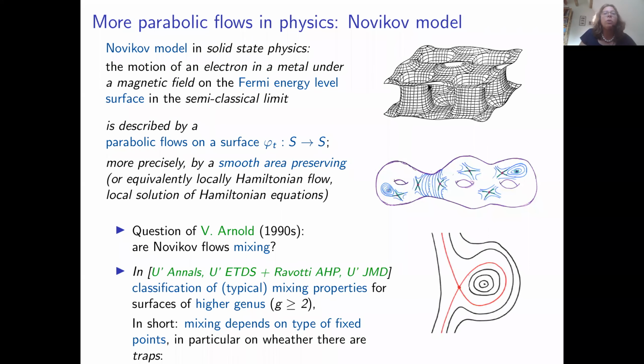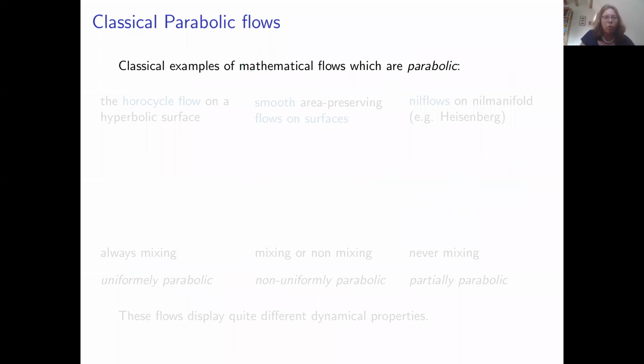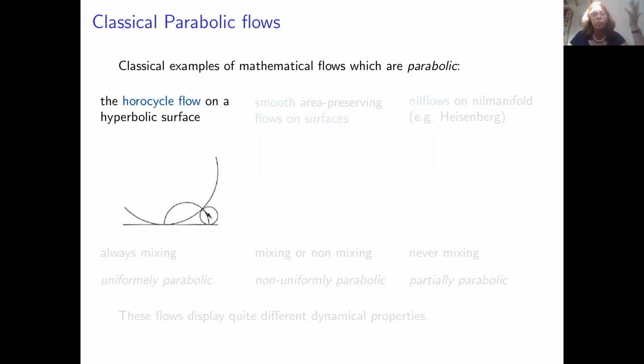Okay, so we had two motivations, the Ehrenfest model, the Novikov model. They're both parabolic flows. And there are many more examples of parabolic flows, which are maybe not from physics, but just generic, natural mathematical examples. So let me mention a few more parabolic flows. And if you don't know, I don't want to define them. I just want to mention for those of you who may have heard about, for example, hyperbolic geometry.